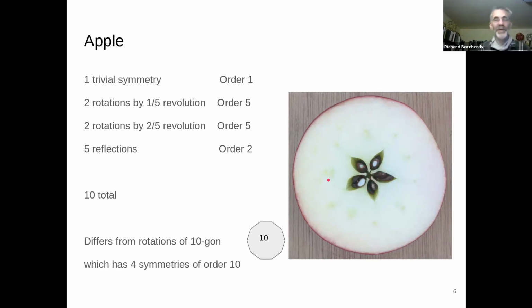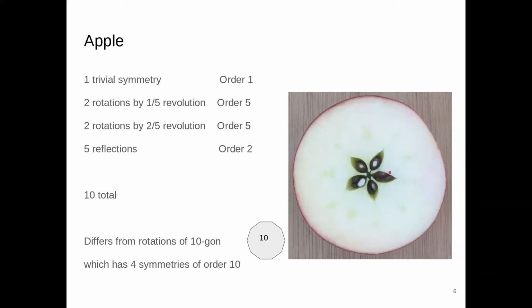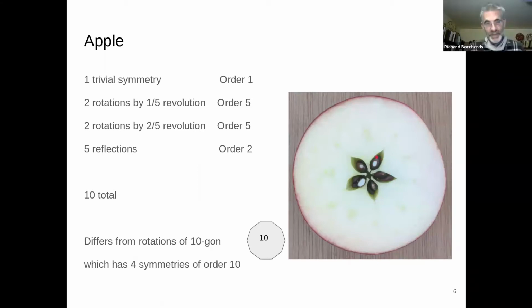And if we allow reflections as well, it's got 10 symmetries, because we can either do nothing, or there are 2 different sorts of rotations by 1/5 of a revolution, or we can have 2 rotations by 2/5 of a revolution. And there are 5 symmetries where you just reflect in a line. For instance, you might reflect in this line here. And there are obviously 5 of these. So it's got 10 different sorts of symmetries.